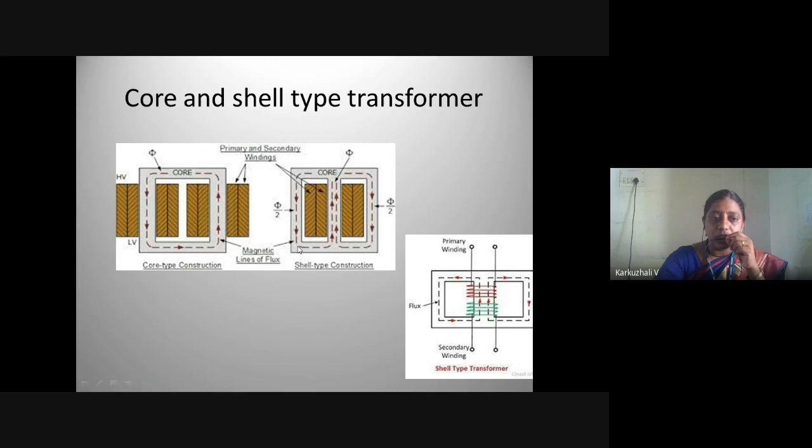This is the cross-sectional view of a core type and shell type transformer. You can see the brown color are the windings, with the high voltage winding on the outer side and the low voltage winding on the inner side, with the magnetic flux lines along the core, and you can see the primary winding and the secondary winding. In the shell type transformer, the upper layer is the primary winding and the lower layer is the secondary winding, and it is seen in between, that is, the inner arm or inner limb of the core.